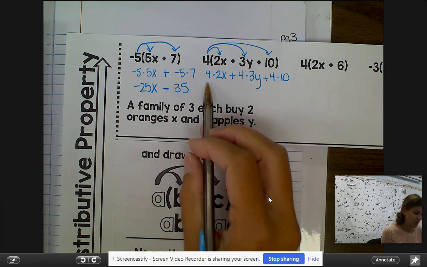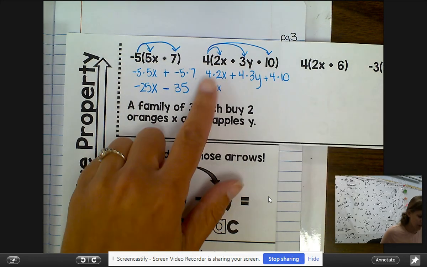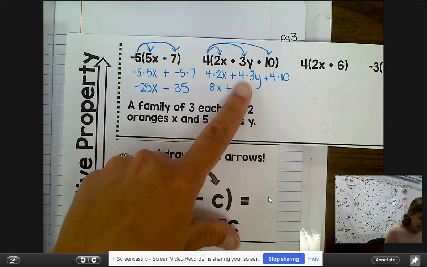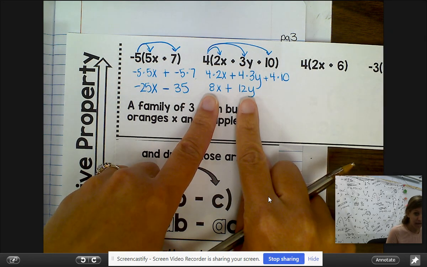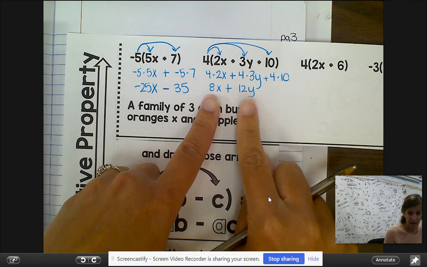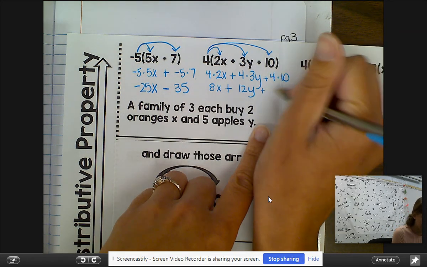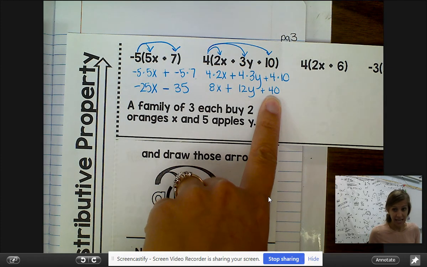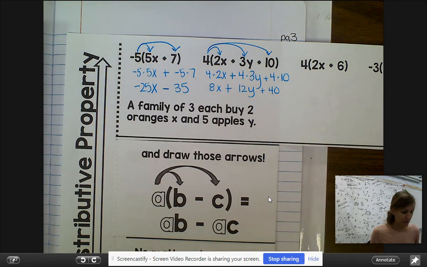So I can multiply all these by the 4 and I get 8x, 4 times 2. Bring down my plus sign. 4 times 3 is 12y. Now those are not like terms, so I'm not going to be able to add those. And then lastly, we have plus 4 times 10. 4 times 10 is 40. And that is not like any of the others as well because it's not an x or a y. So you're just going to be left with 3 terms like that.